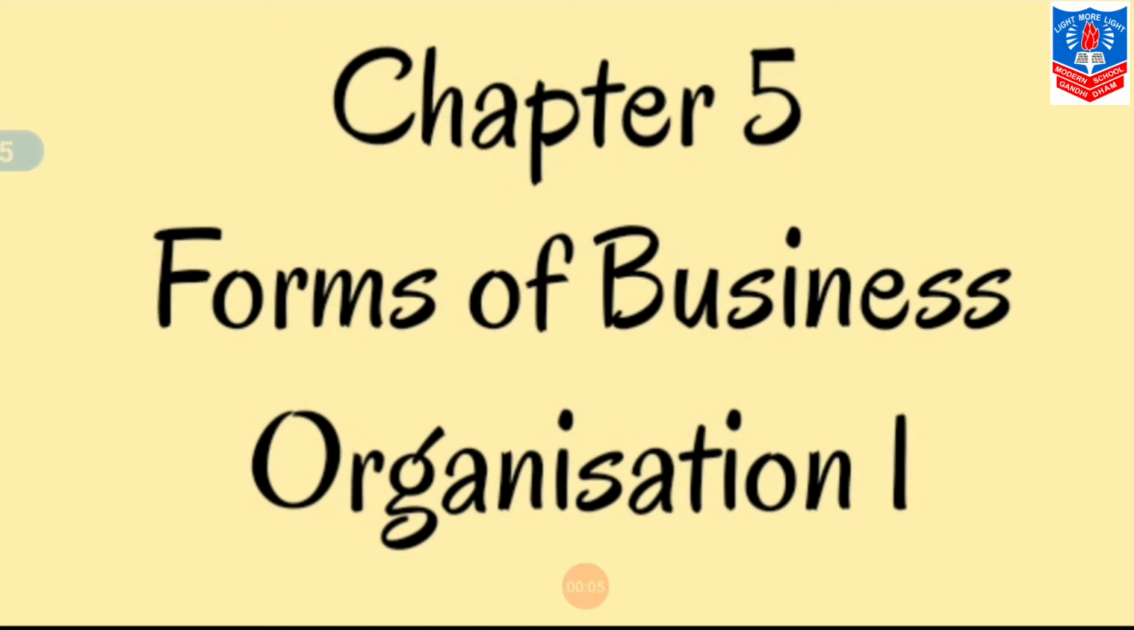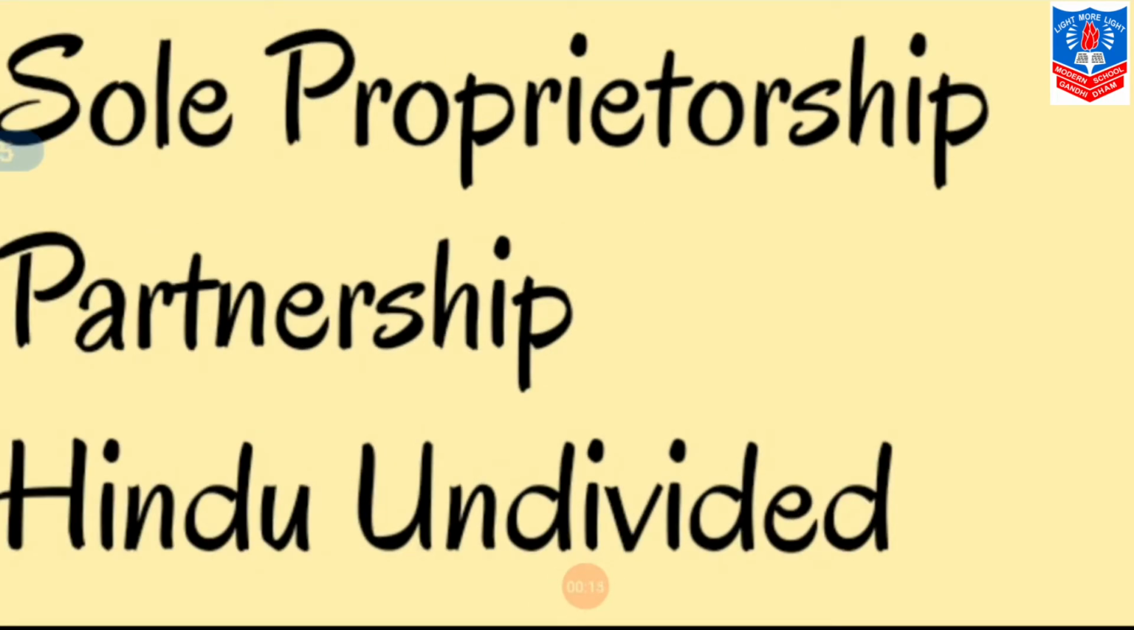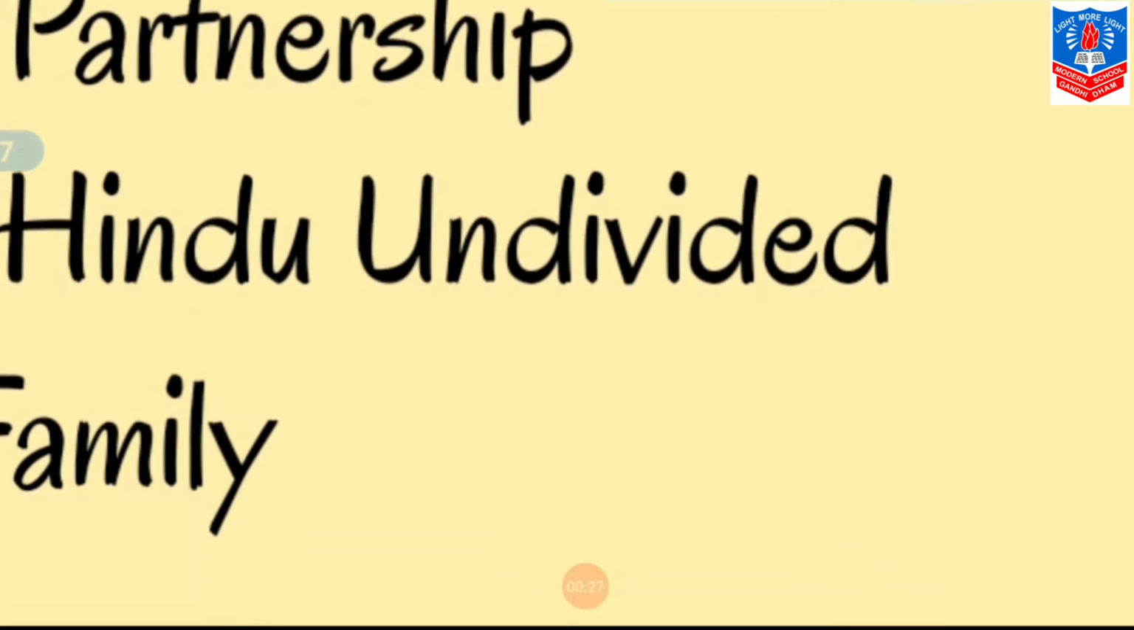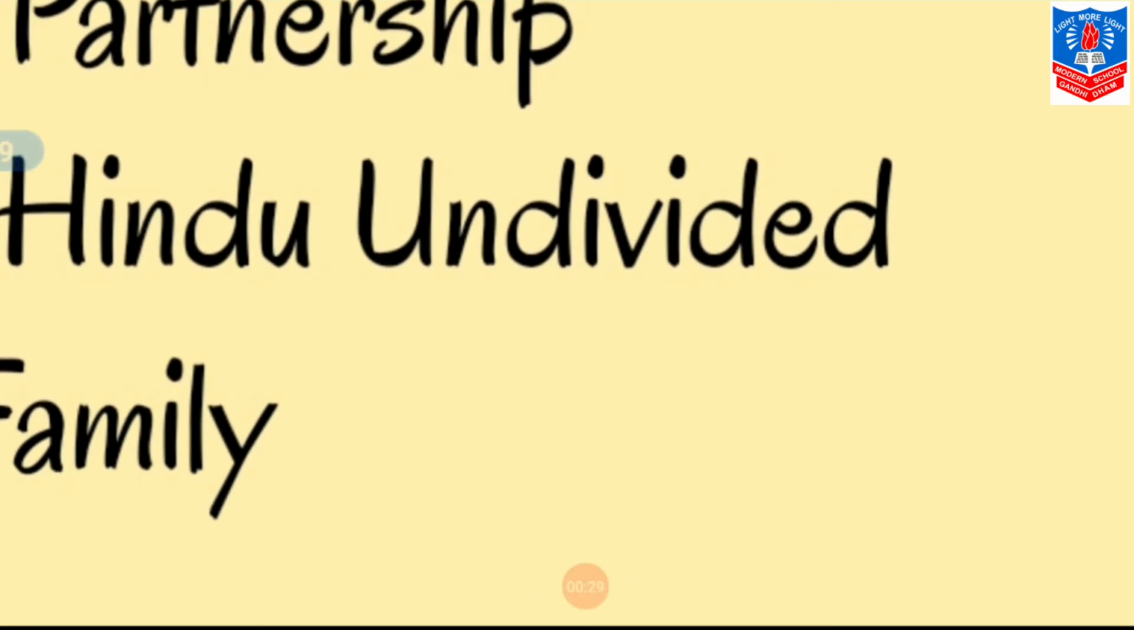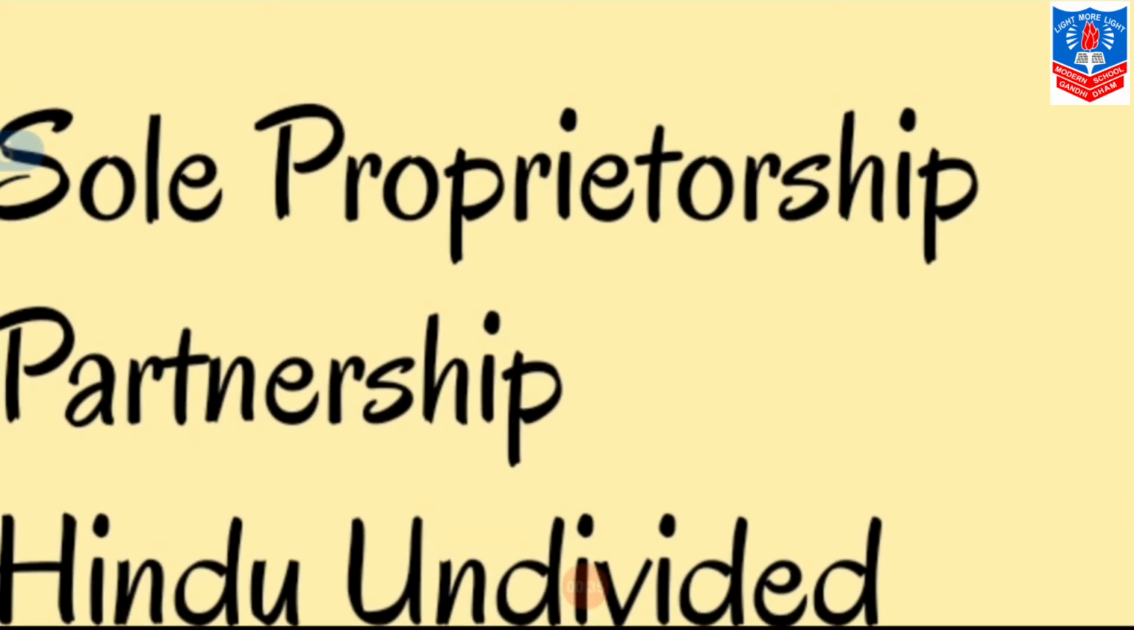Welcome to the first part of the fifth chapter, that is Forms of Business Organization 1. In this chapter, we will discuss three topics. Number 1, sole proprietorship. Number 2, partnership. And number 3, that is Hindu undivided family. In today's session, we will start with the first topic, that is sole proprietorship.